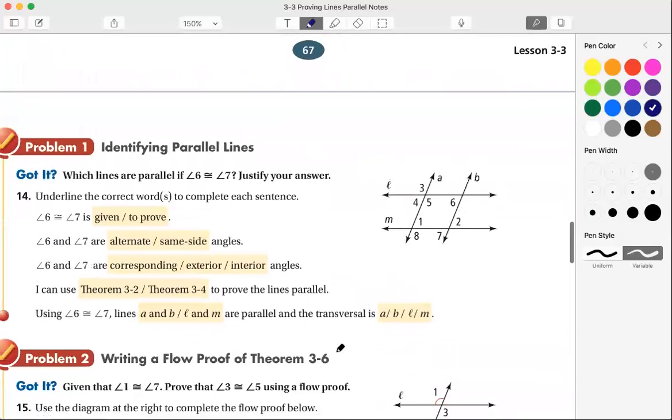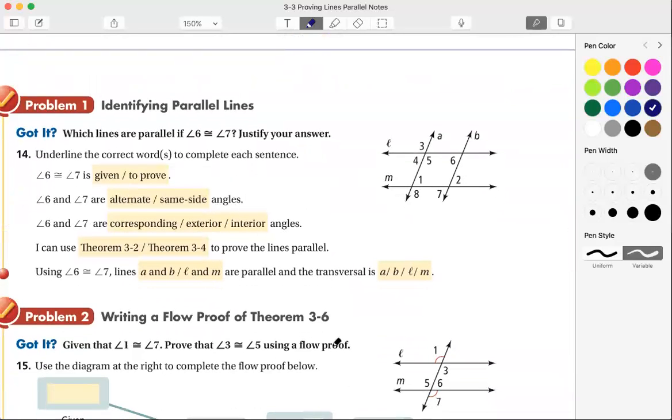Okay. So underline the correct word to complete each statement. Which lines are parallel if I know 6 and 7 are congruent? So I know angle 6 and angle 7 are congruent. Angle 6 is congruent to angle 7 is given.